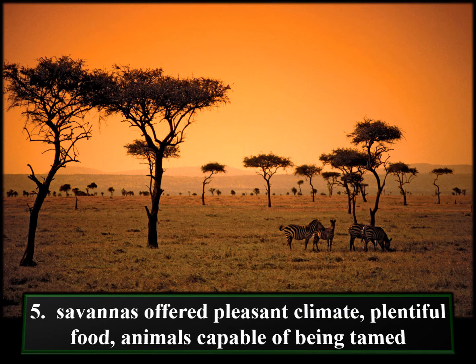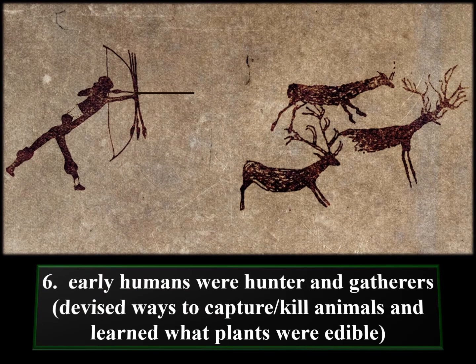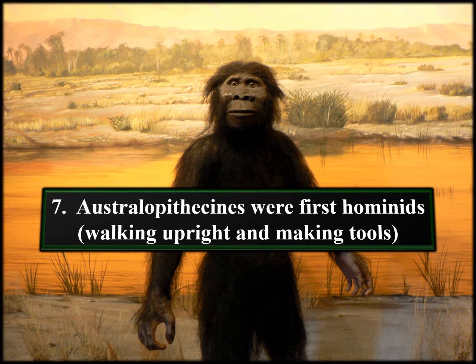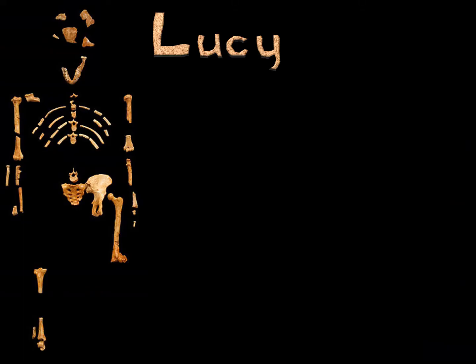Savannas offered pleasant climate, plentiful food, and animals capable of being tamed. Early humans were hunters and gatherers, and they devised ways to capture and kill animals to eat, and learned what plants were edible that they could gather, that were naturally occurring plants. Australopithecines were the first hominids, walking upright and making tools.